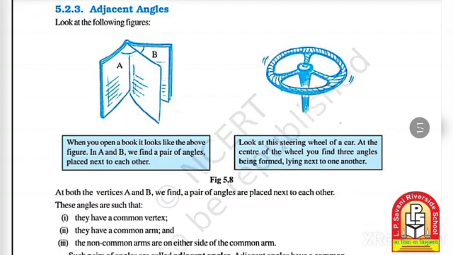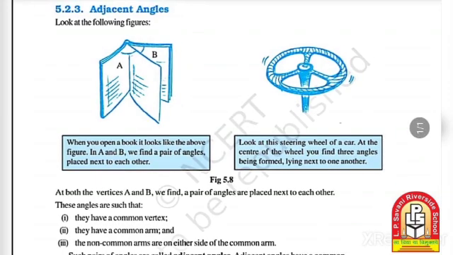In the previous lecture, we learned about the introduction up to topic 5.2.2. Let's begin with topic 5.2.3, Adjacent Angles.